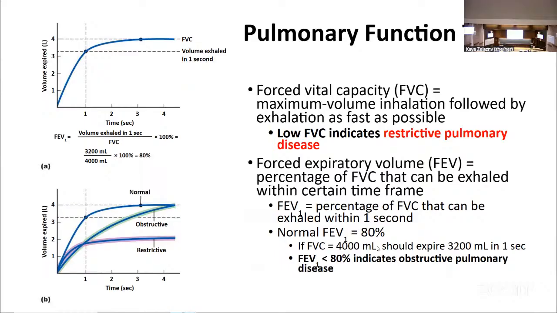FVC should be maybe 4,000-ish milliliters. So we're comparing it to breathing out like 3,200 in about a second for that normal lung function. Less than that, we got an obstructive pulmonary disease here.